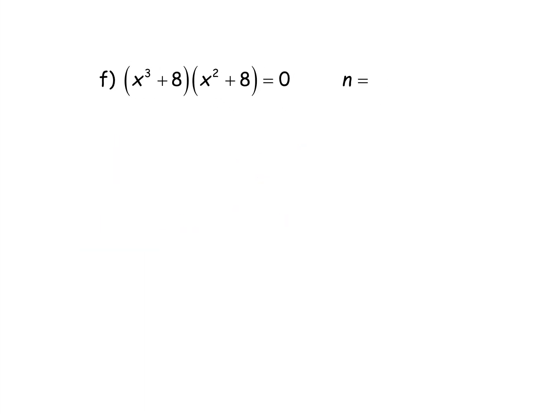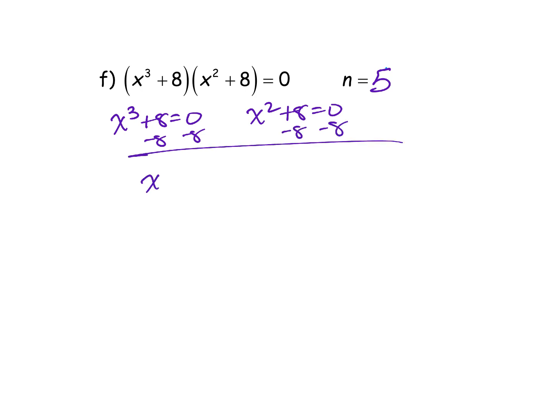So here, this one has x cubed and an x squared. So that would be x to the 5th. Wow, that was good English. x to the 5th. So I've got x cubed plus 8 equals 0, and x squared plus 8 equals 0. So I subtract 8 everywhere. And I've got x cubed equals negative 8, and x squared equals negative 8. So for the first one, I'm going to cube root it, and for the second one, I'm going to square root it. So I've got x equals negative 2 for the first one.